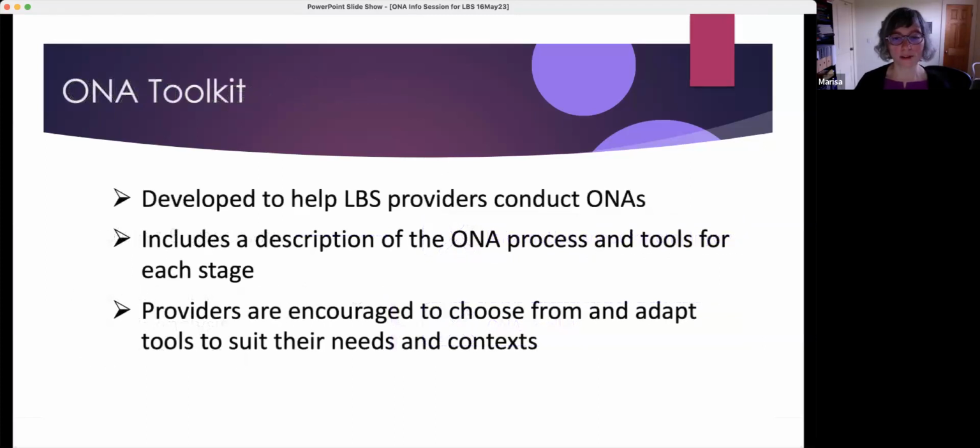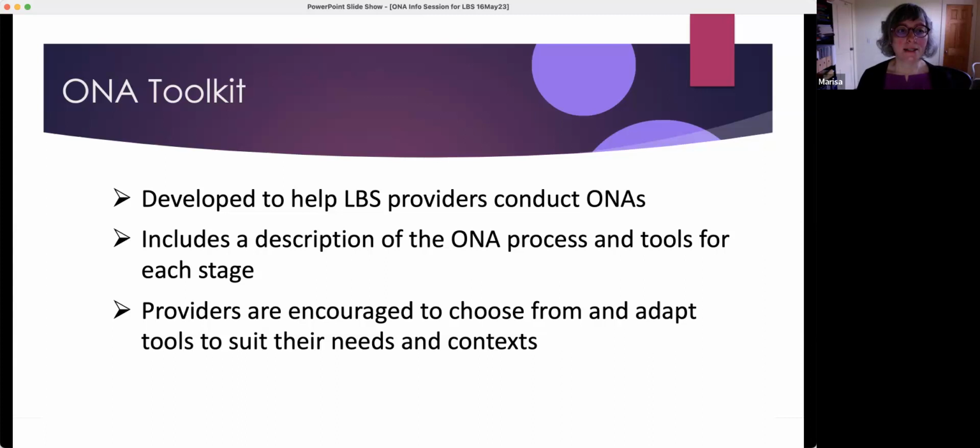Actually, right now, I'm going to talk about that. So the ONA toolkit was developed to help LBS providers conduct ONAs. What it includes is a description of the ONA process, as well as tools for each of the stages, each of those three stages that I introduced to you. And there's a series of tools for each of the stages.